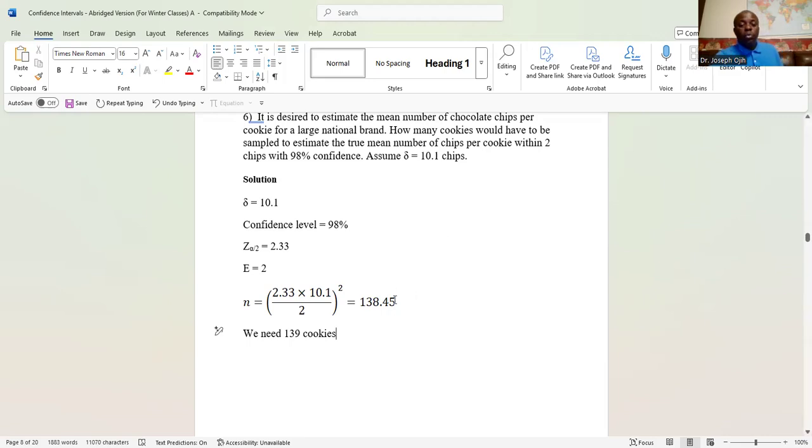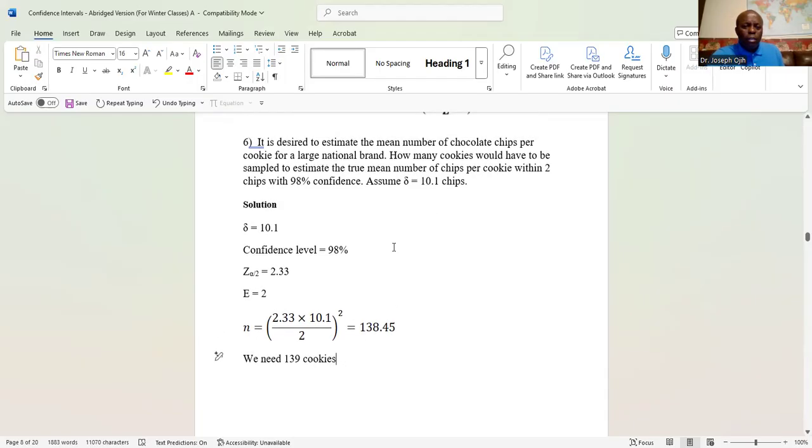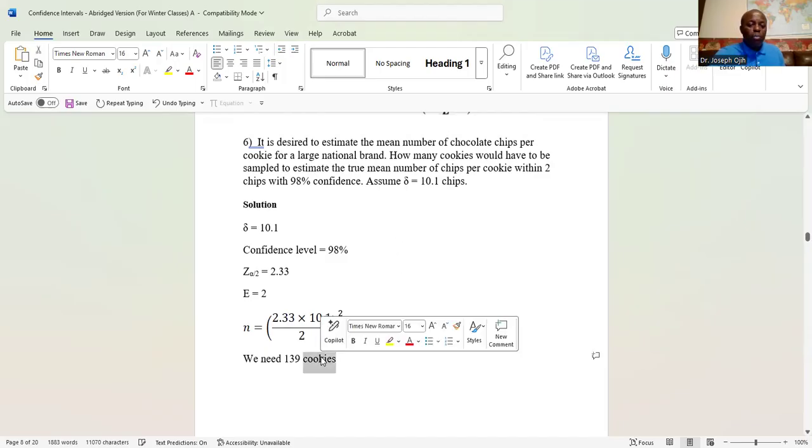Why 139? Because whenever you have a decimal here, just go to the next whole number. Not the regular rounding that you have in algebra. So long as you have a decimal number, whether it is up to 5 or not, just go to the next whole number. So we need to make chips. We need 139 chips.